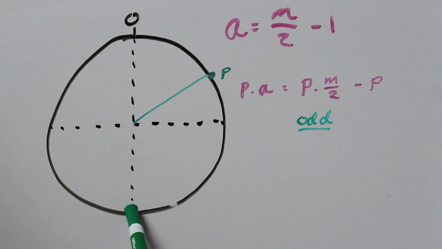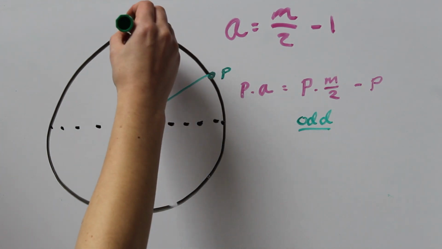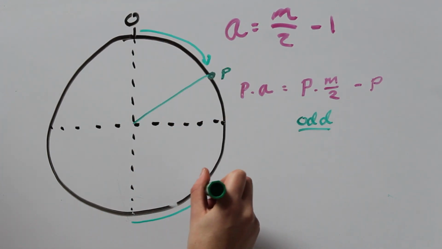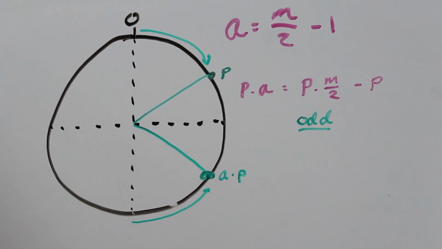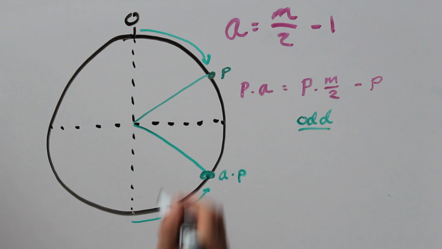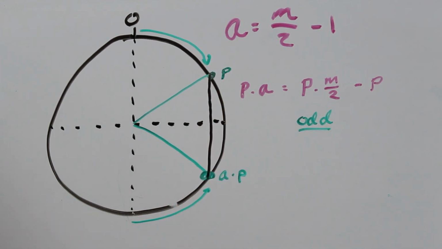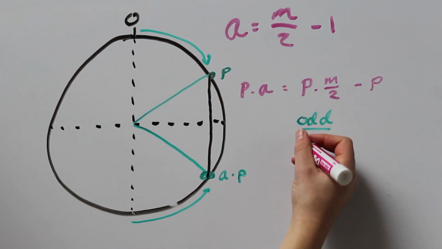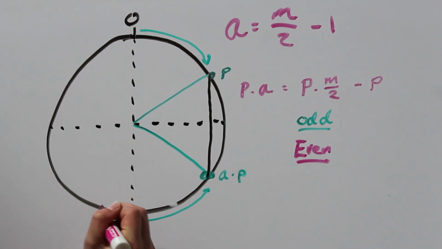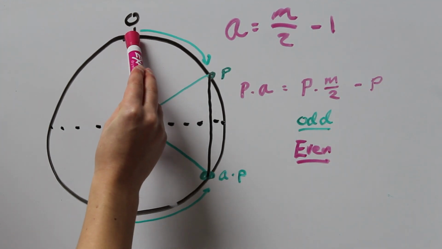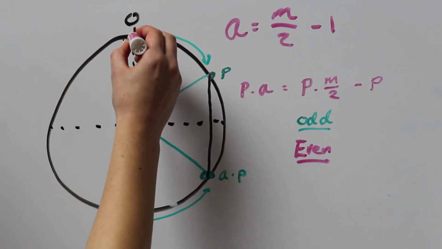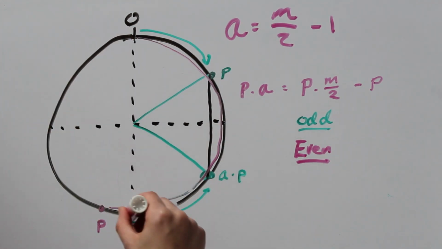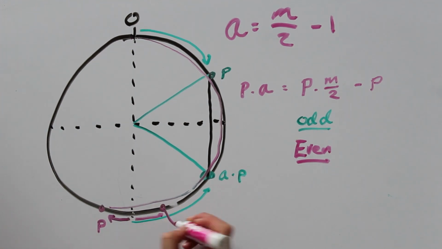Now go backwards p points around the circle. This brings us to a point that is reflected across the horizontal axis from p, creating a vertical line. Now, if p is even, then p times m over 2 lands on 0, and we go backwards p points around the circle from there. This lands on a point that is reflected across the vertical axis from p, creating a horizontal line.